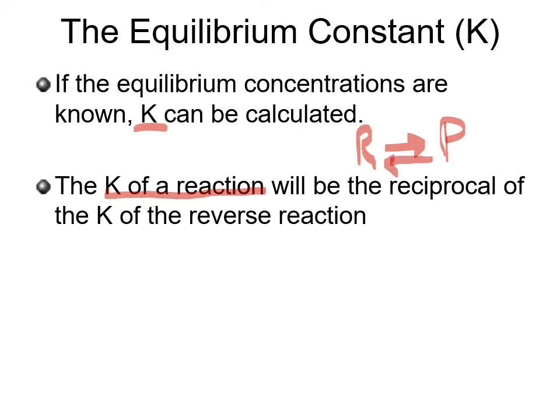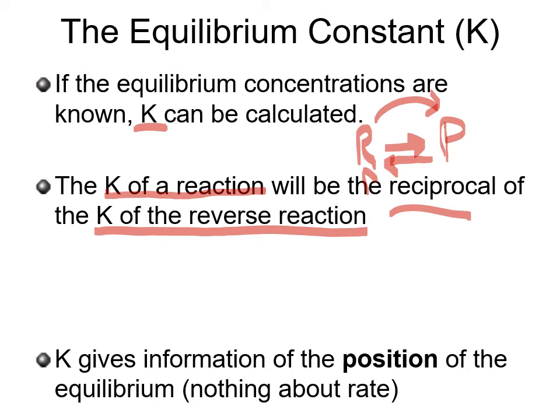So it is as written, but realize because this is equilibrium, we can go forward as easily as we can go backwards. So the K of the reverse reaction will be the reciprocal of the K for the forward reaction.